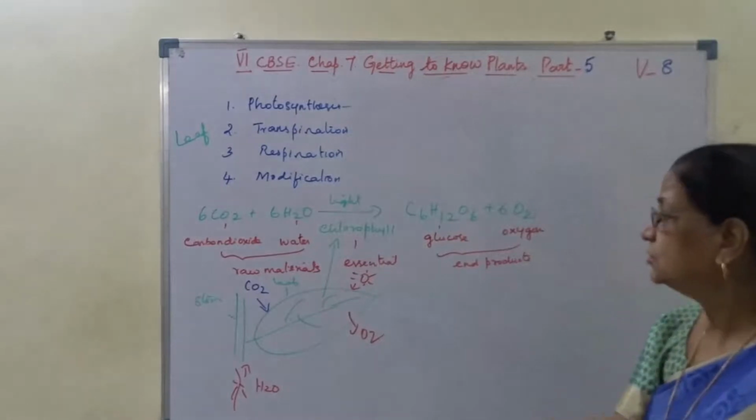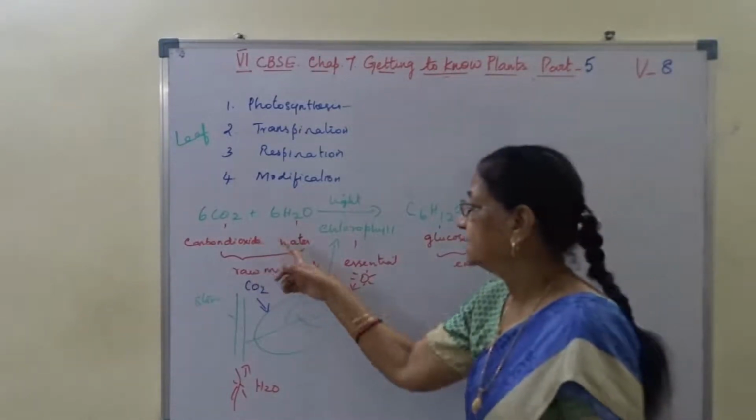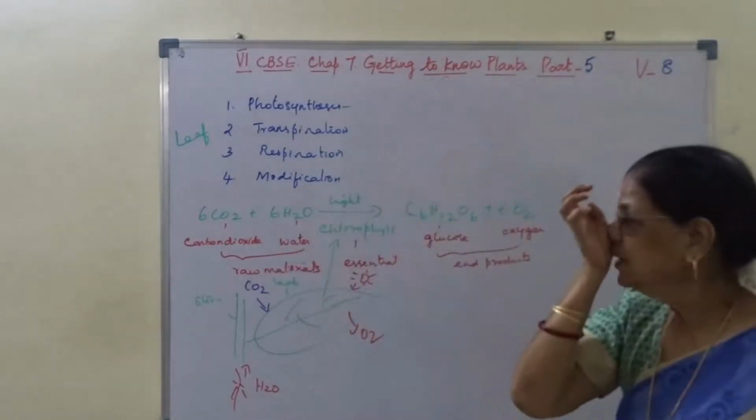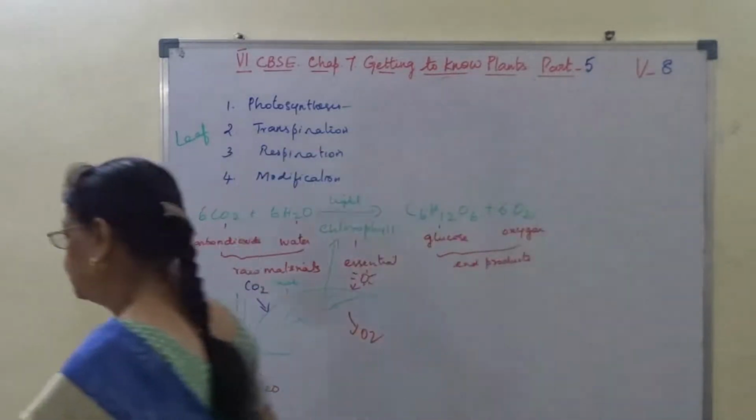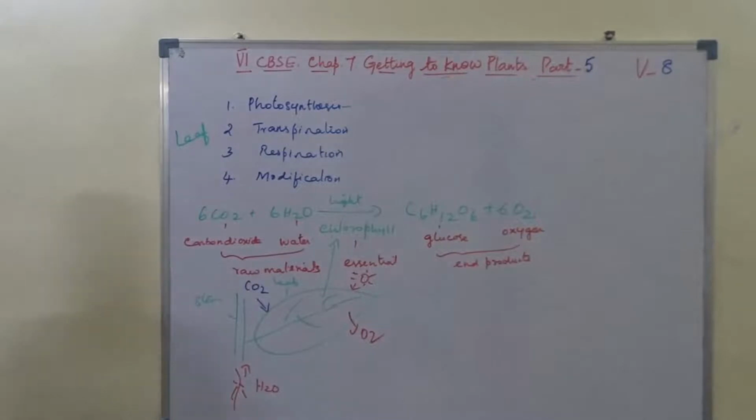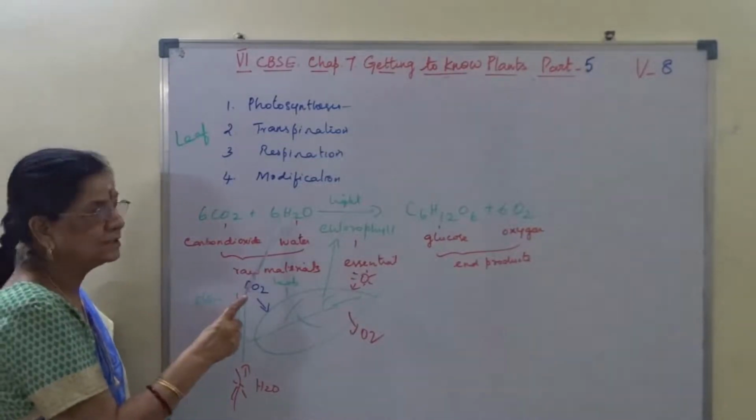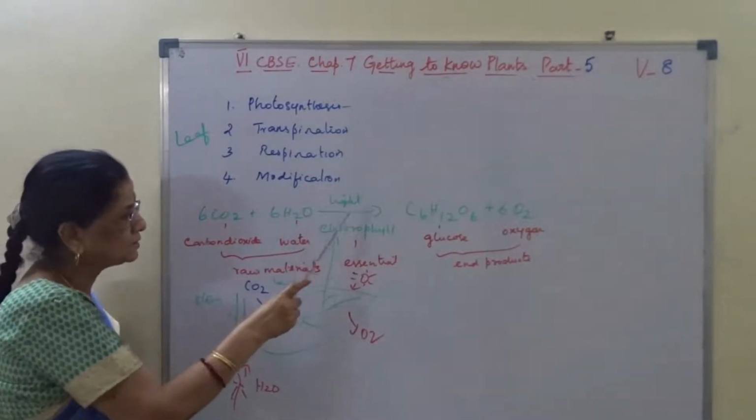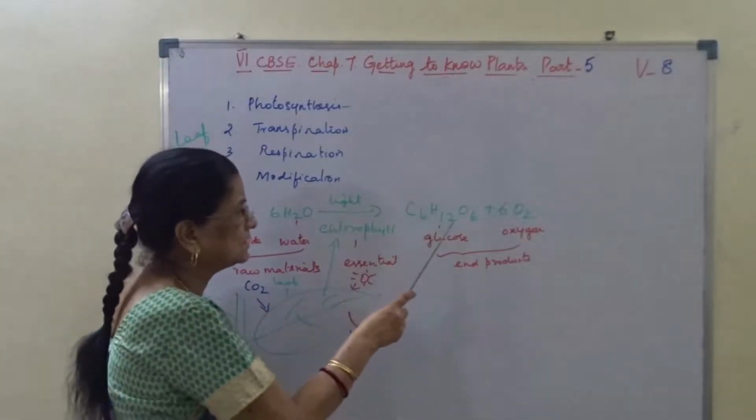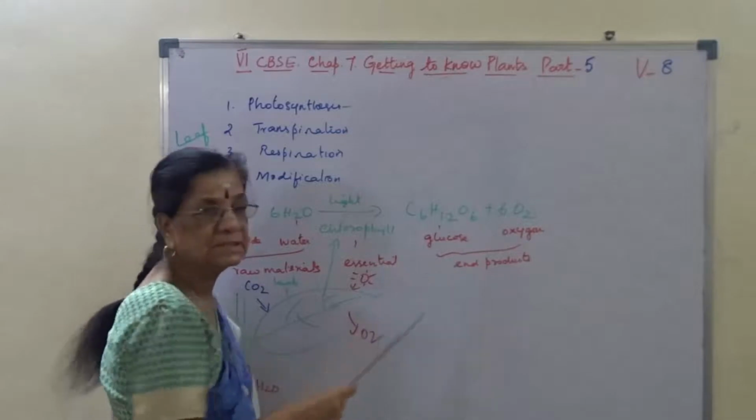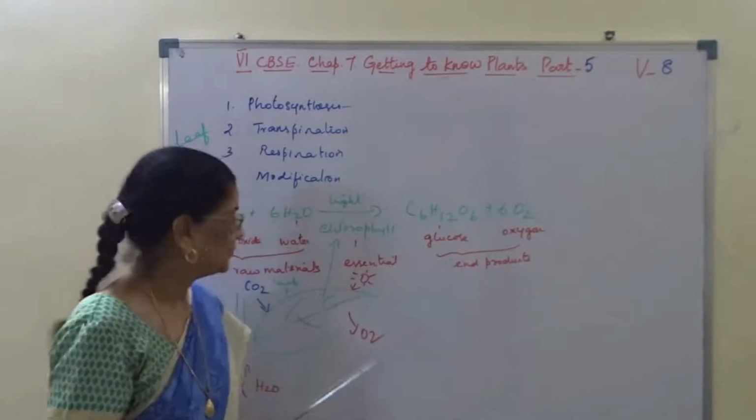So this is photosynthesis. Understand the equation. We say 6 CO2 plus 6 H2O. I repeat, 6 CO2 plus 6 H2O, in the presence of light and chlorophyll, gives C6H12O6 plus 6O2. What does it mean?